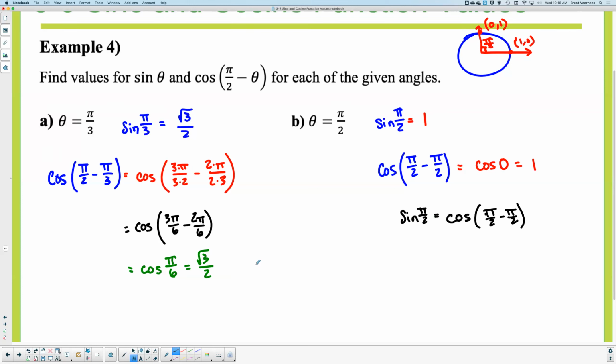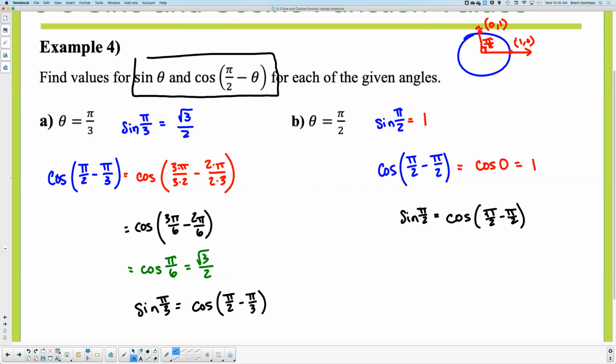And over here, I'm going to write down that sine of pi over 3 equaled cosine of pi over 2 minus pi over 3. All I did is I plugged in the thetas to this formula right there. And I noticed that they got the same answer. Okay, I think I have some more here to try, if I'm not mistaken.